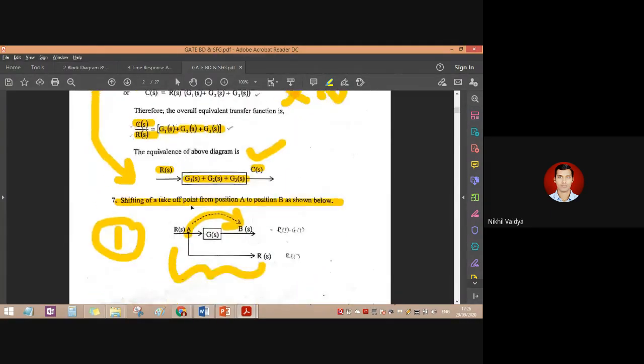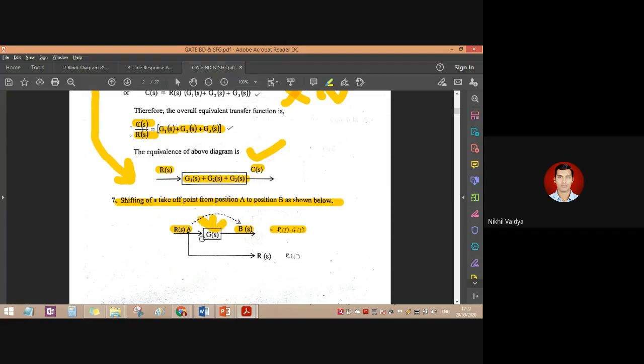Now, shifting the takeoff point after the block, what will come, that we have to see. So for that, we need to find the value of B of s. At this particular output, what we are getting is R of s into G of s. See here, B of s is equal to G of s into R of s.